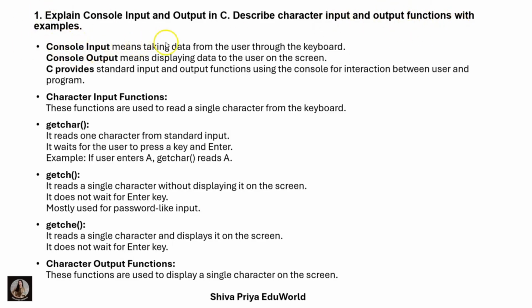Here, console input means taking data from the user through the keyboard. The user will enter the input through the keyboard. Clear? This is console input. Console output means displaying the data to the user on screen. Whatever data they have entered, based on that, the console output will display that data to the user on screen. Clear? C provides standard input and output functions using the console for interaction between the user and the program, by entering the input and displaying the output. Clear? This is all about the console input and output.